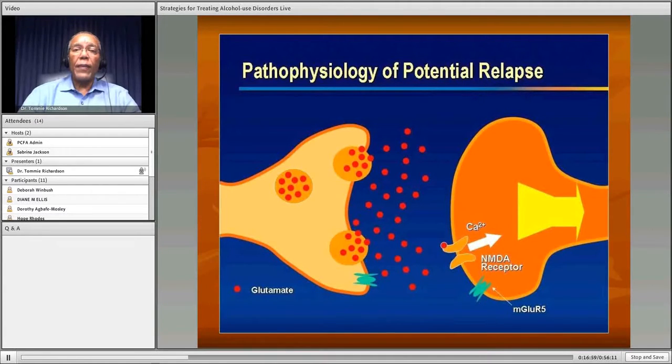This is a slide showing the pathophysiology of the potential for relapse. And if you look at the presynaptic neuron, where glutamate is the main neurotransmitter that is shown, and in the postsynaptic, you see the NMDA receptor. During relapse for alcohol specifically, the glutamate is elevated, and that's what precipitates the withdrawal symptoms, i.e. the sweating, the nausea, the vomiting, the shakes, as well as the severe cravings for alcohol.